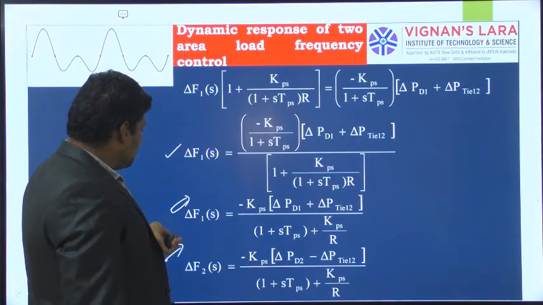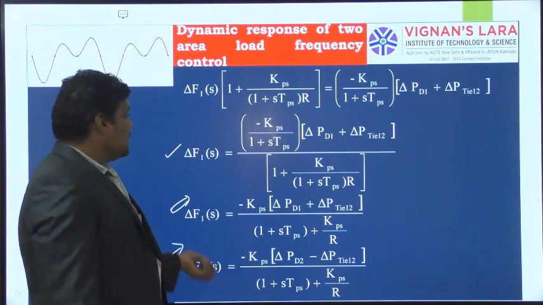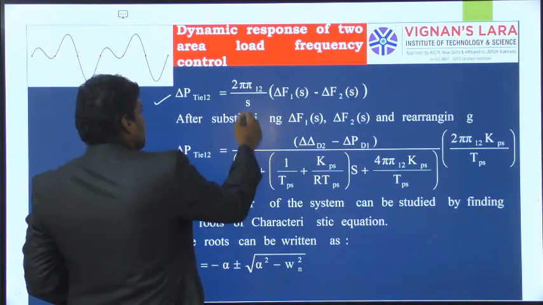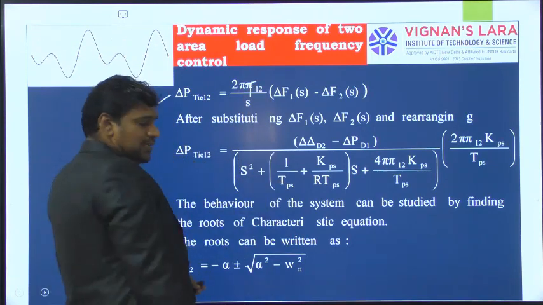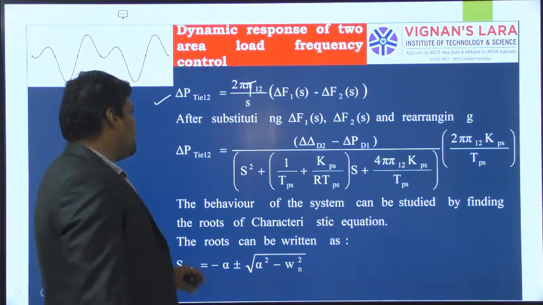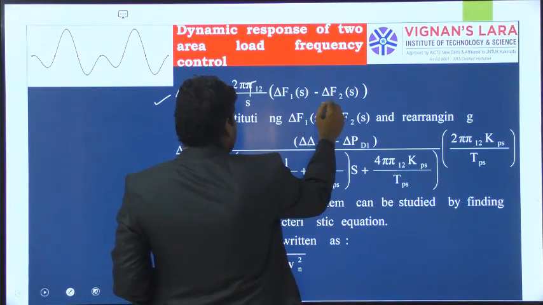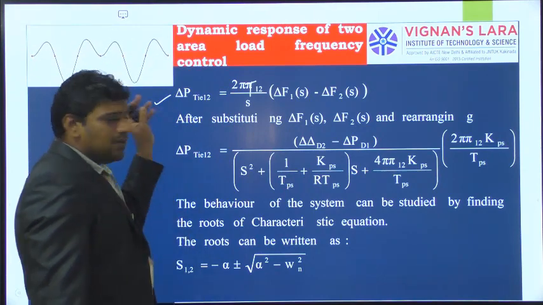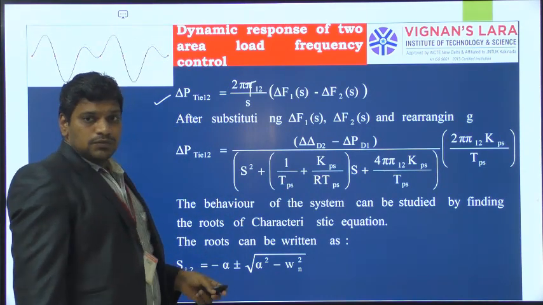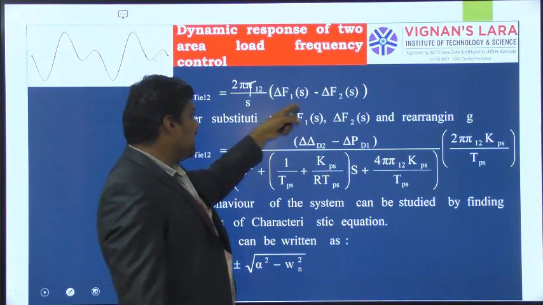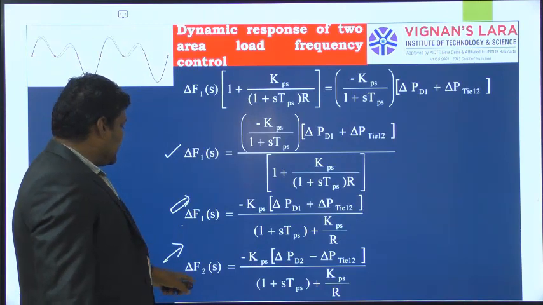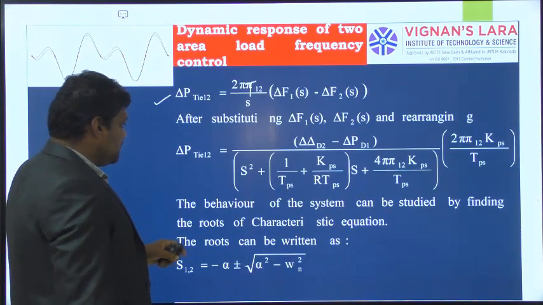So these two are the expressions for change of frequency. This is the expression for change in tie-line power from area 1 to area 2. We know this is 2 pi T12 by S, where T12 is the synchronizing coefficient, into delta F1 of S minus delta F2 of S. This expression we derived in the introduction class itself. So replace this delta F1 and delta F2 in delta PT12.